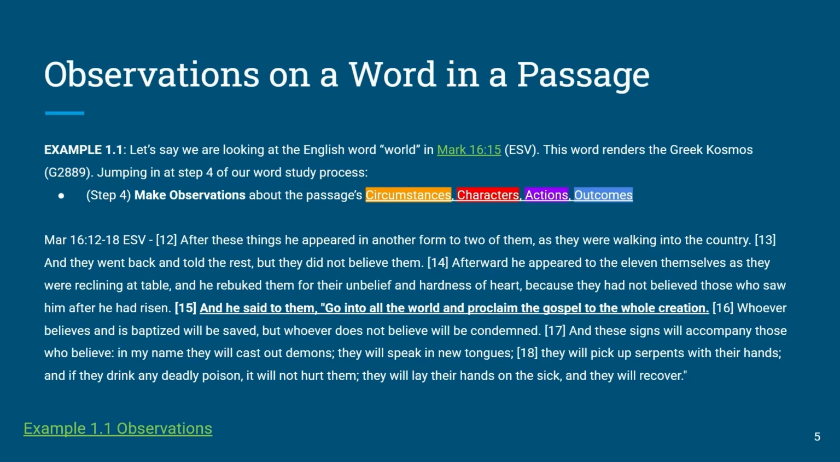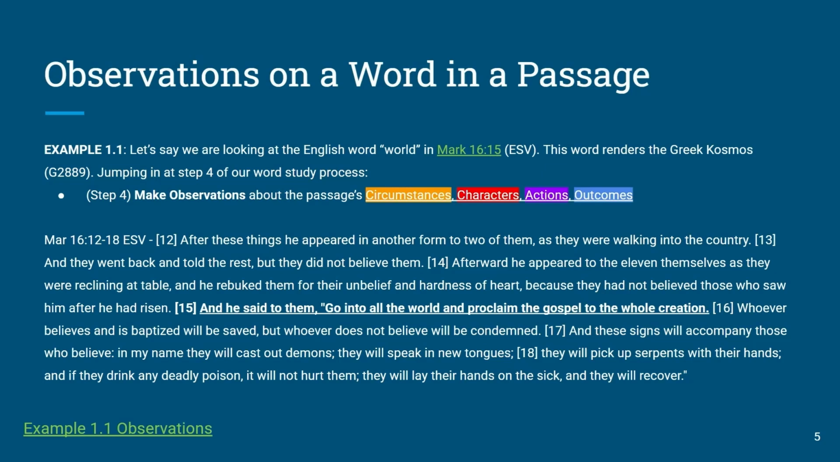Mark chapter 16, starting with verse 12. "After these things he appeared in another form to 2 of them, as they were walking into the country. And they went back and told the rest, but they did not believe them. Afterward he appeared to the 11 themselves as they were reclining at table, and he rebuked them for their unbelief and hardness of heart, because they had not believed those who saw him after he had risen.